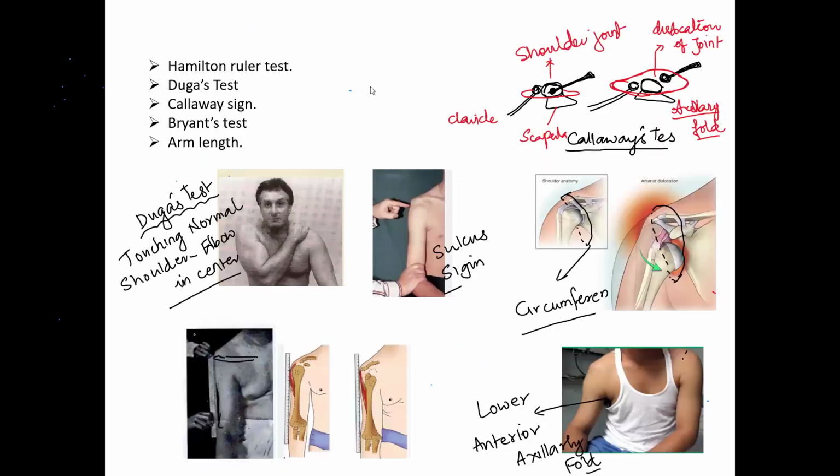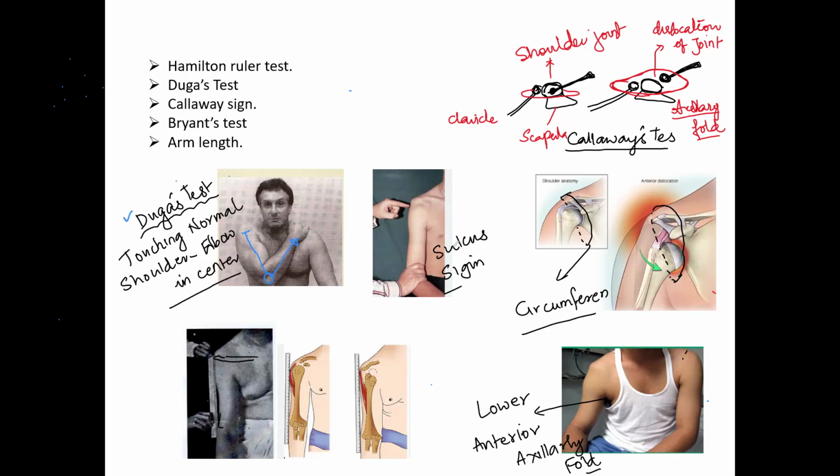Then what are the specific tests for shoulder dislocation? These are very important. One is the Hamilton ruler test. The others are Dugas, Calvé's, Behrens test, and arm length. What is the Dugas test? We ask the patient to touch the opposite shoulder by keeping the elbow over the chest wall. If there is a dislocation, the patient will have an abduction deformity, so he won't be able to do the opposite movement. Adduction and internal rotation is not possible. If it is not possible, that indicates there is some loss of contact between the articular surfaces. So this is one sign. This is called the Dugas test.